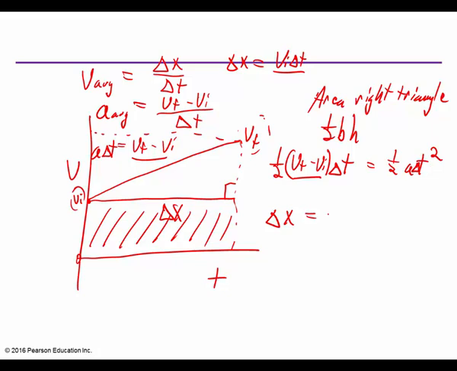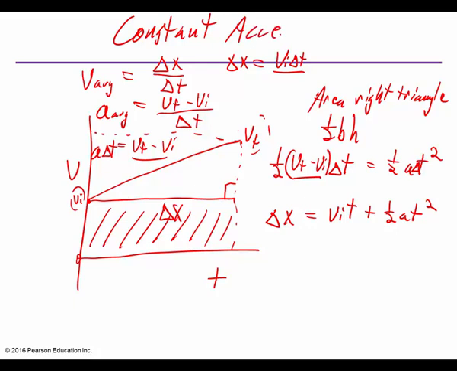Displacement is equal to the initial velocity times the time plus the upper part of the graph, 1/2 A T squared. And of course, this is for constant acceleration. All the kinematics are. So that is how we derive one of our kinematics.